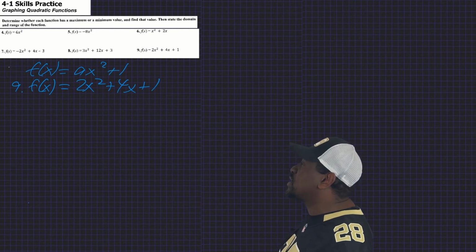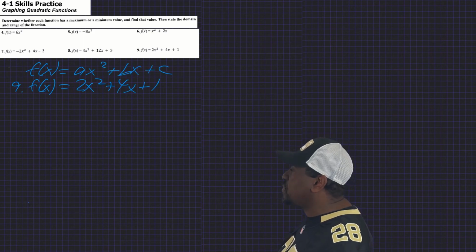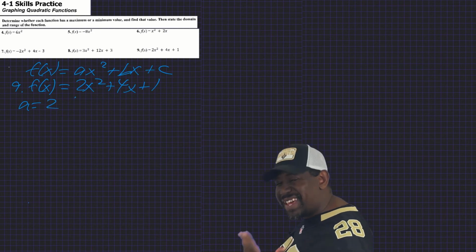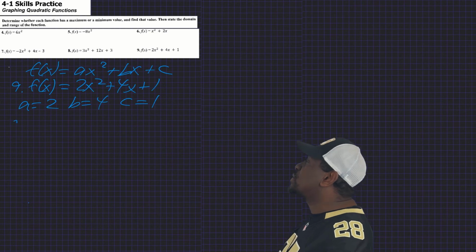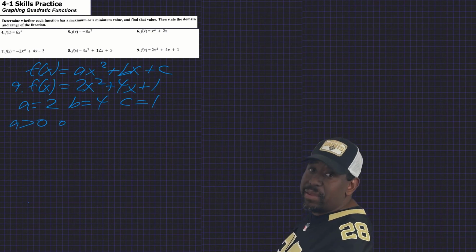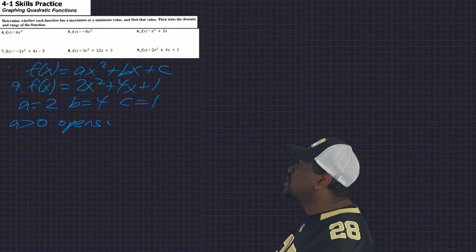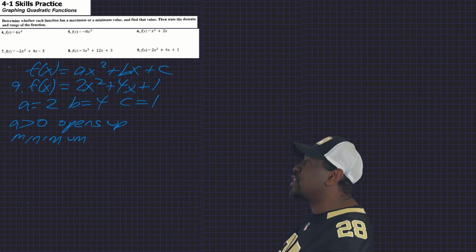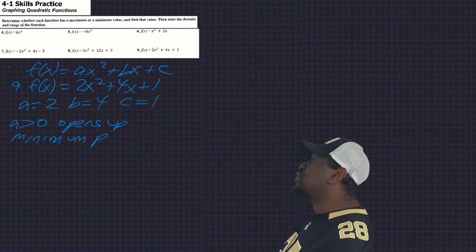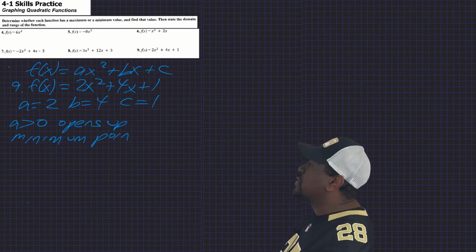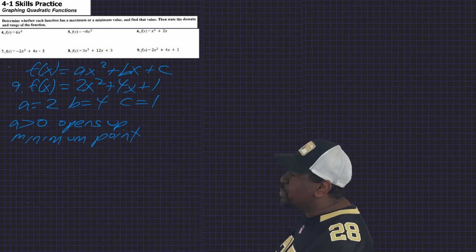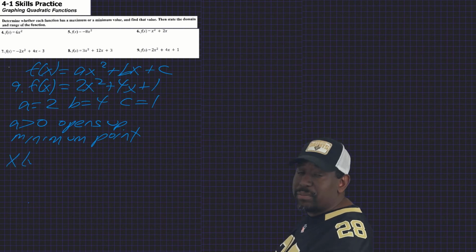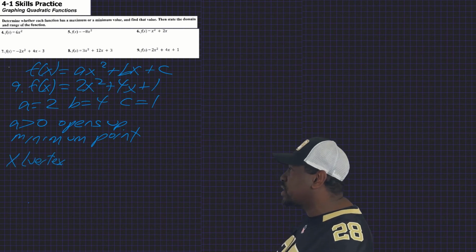F of x equals 2x squared plus 4x plus 1. Like we've done in every other problem, we want to follow the same routine over and over. We write the general form, ax squared plus bx plus c. We pull out a, b, and c. A is equal to 2, b is equal to 4, c is equal to 1. We know since a is a positive number that it opens up, which means we have a minimum value, because you have a vertex point that's a minimum.